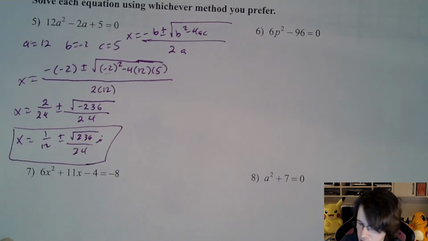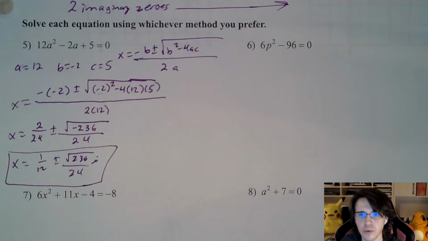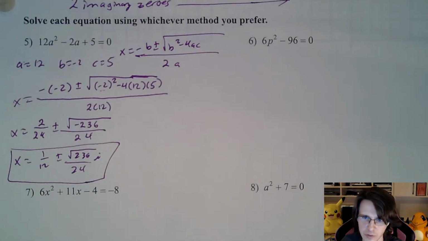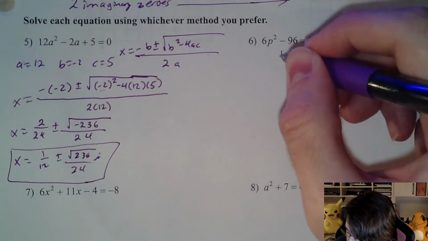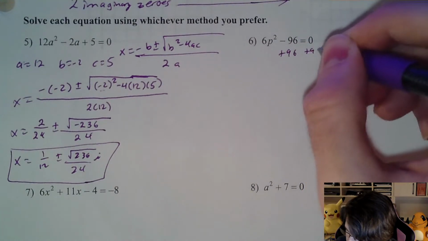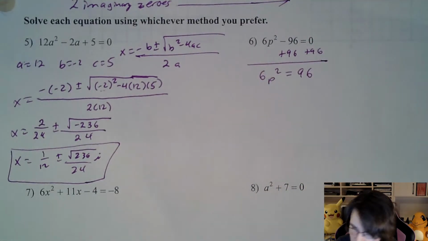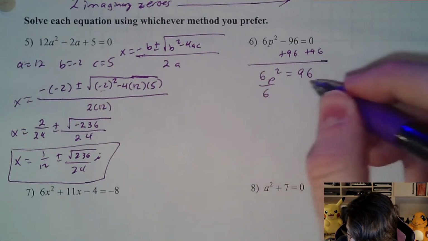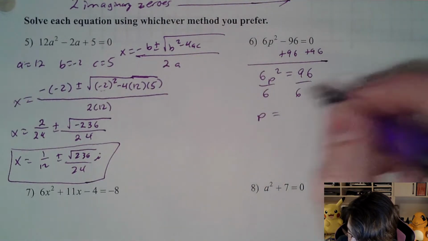Question number 6. For this particular problem, this is technically an Algebra 1 question. I want to remind you how you could use your Algebra 1 skills to solve this. We could start by simply adding 96 to both sides of the equation, and then divide both sides by 6. Oh boy, 16.